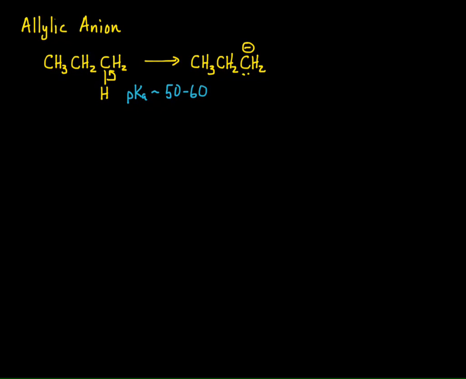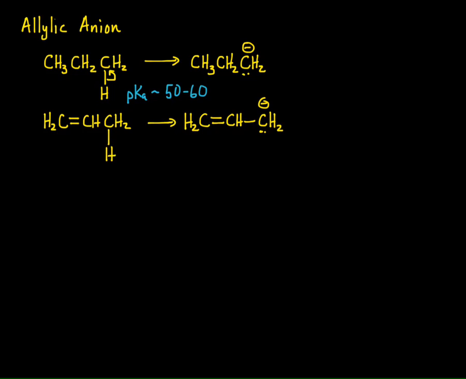It's actually really hard to measure because we don't have very many bases that can abstract a hydrogen that is so weakly acidic. Now, if we compare this system to an allylic system like 1-propene, and again I'm highlighting the hydrogen that I'm going to be removing, it's an allylic hydrogen now, and I see that if I remove an allylic hydrogen, I get this carbanion.